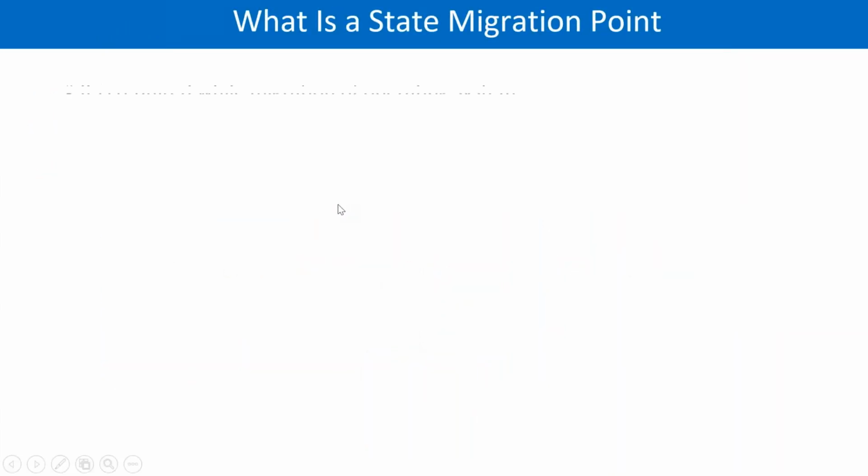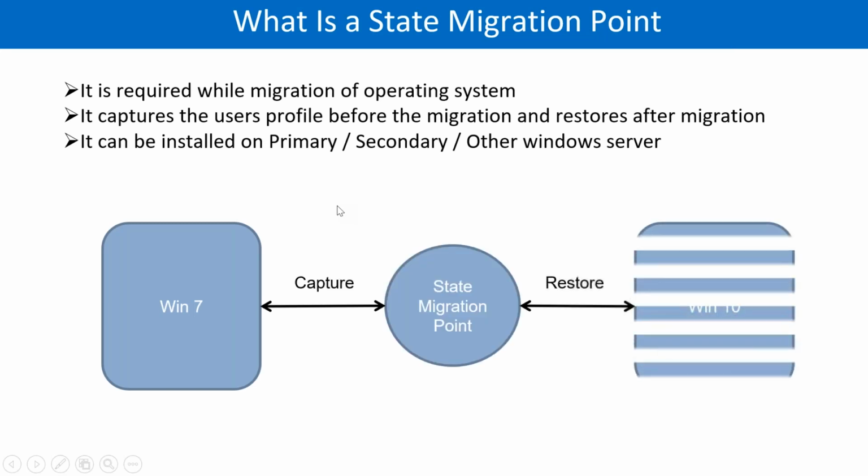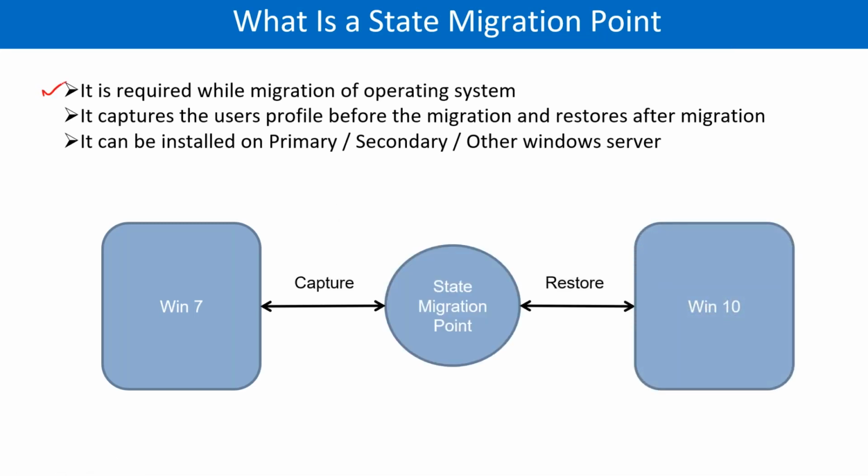Now, the last point is the service connection point. It is required during migration. Suppose you have a Windows 7 computer, and it is an old computer, and you can't install Windows 10 on this box due to some hardware compatibility issue or something, okay? So let's say James has been using this computer for quite a long time, let's say 2 years, and he has some files, folders, documents, favorites and everything in this computer.